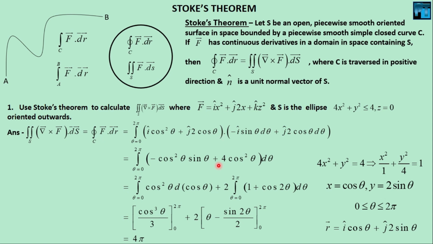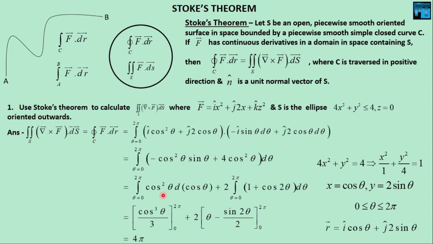Now it can proceed in the general way, but I prefer the more convenient way, the cos square theta sin theta. So this minus sin theta d theta is actually d of cos theta, and this is the most general, 4 cos square theta, that means 2 into 2 cos square theta, and 2 cos square theta can be converted into 1 plus cos 2 theta. So these are the easiest forms of integration here.